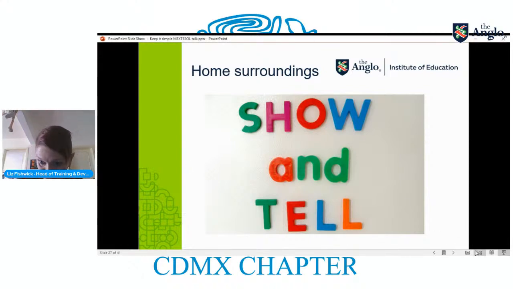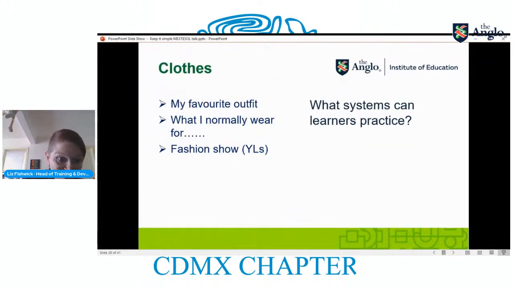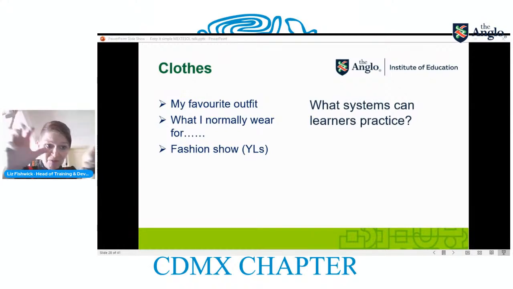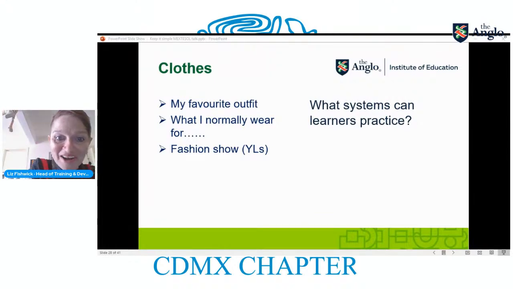Okay, then. Now I've got some ideas because right now our wardrobes are here. You know, clothes is a very popular topic from A0 up until the higher levels, addressing more complexity as we go up. Some activities I thought about were my favorite outfit, what I normally wear, and fashion shows if you're teaching YL. But I wonder if some adults would love this. So I'm going to demonstrate a little task for you called my favorite outfit.